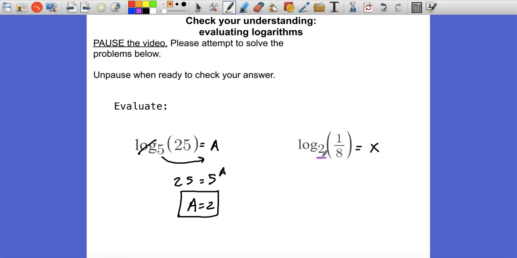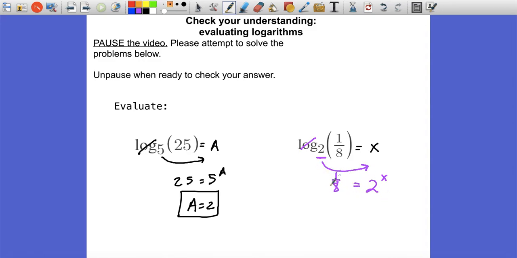So identify our base, that's 2. Swoop to the other side. Make it the base of an exponential expression. So 2 to the x equals, log went away, 1/8. Again, remember, when we're rewriting from a logarithm form, we can't have a log in this answer. That can be a little tricky sometimes when you're first getting used to this.